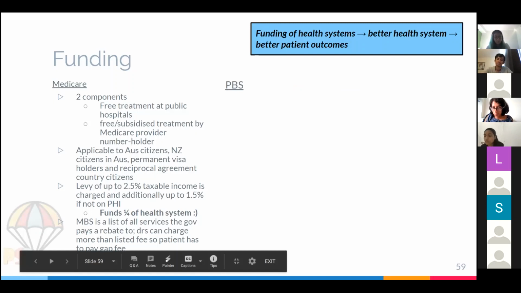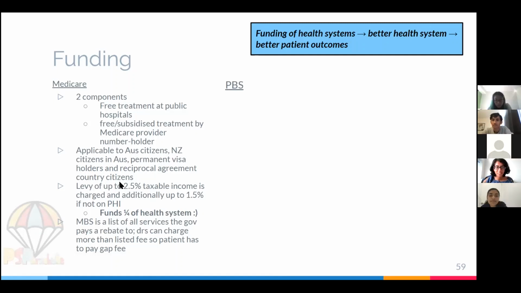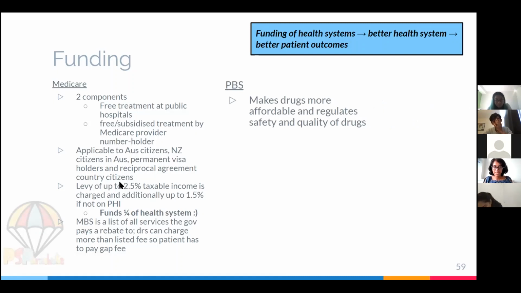And on to PBS. What does PBS stand for? Anyone? Unmute, please. Is it Pharmaceutical Benefits Scheme or something? Correct. It is the Pharmaceutical Benefits Scheme. It makes drugs more affordable. Don't get excited yet. It also regulates the safety and quality of drugs. So no, ICE is not on the PBS. The Commonwealth government pays roughly 87% of the cost of drugs because they can get really expensive, and we pay the rest of it.